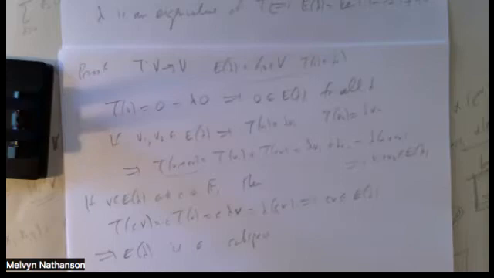And if V is in E of lambda, then T of V, which is lambda V, is also in E of lambda because the subspace is closed under scalar multiplication. So E of lambda is T invariant. It's invariant with respect to T.